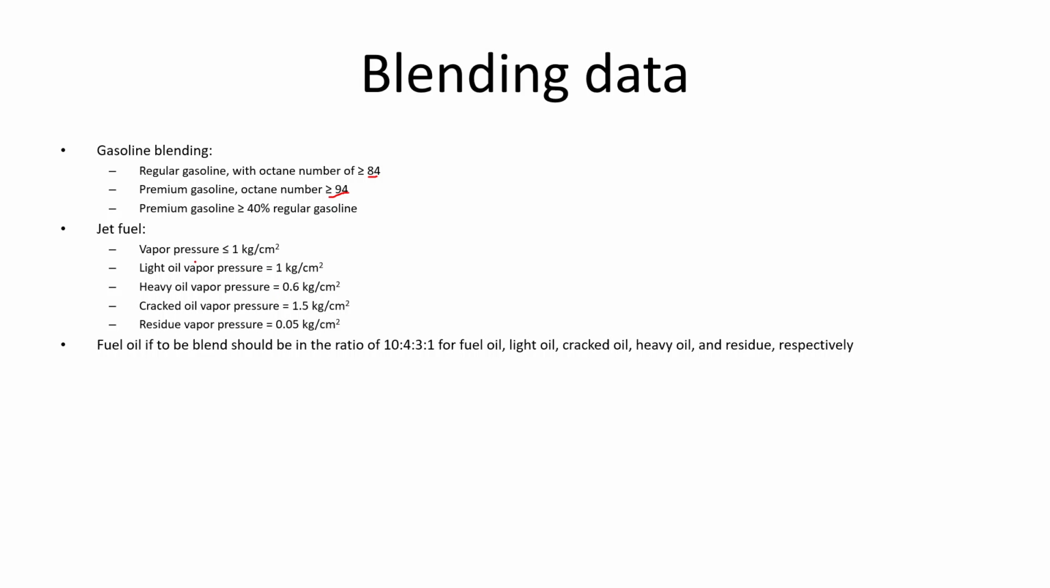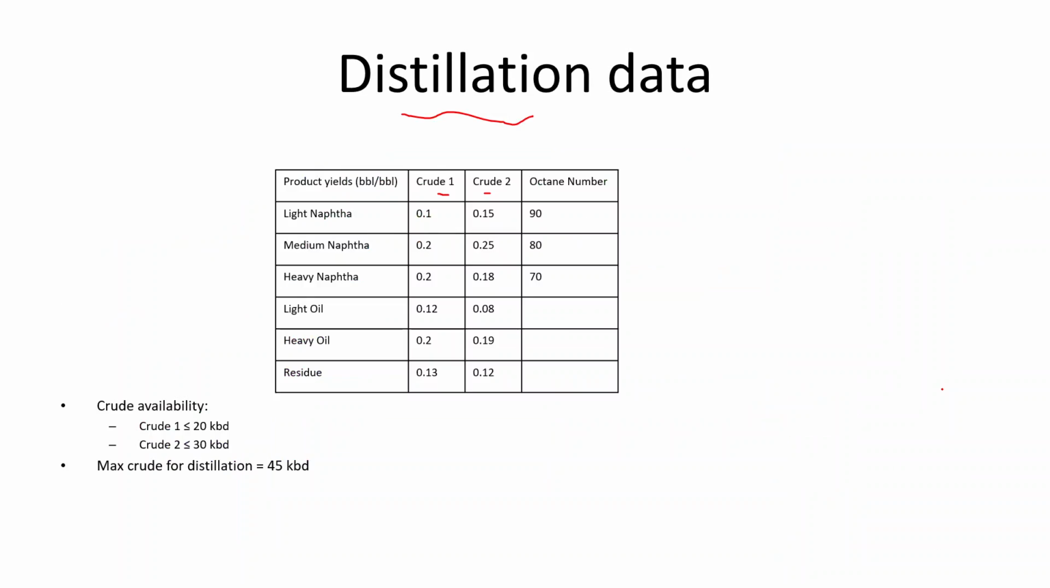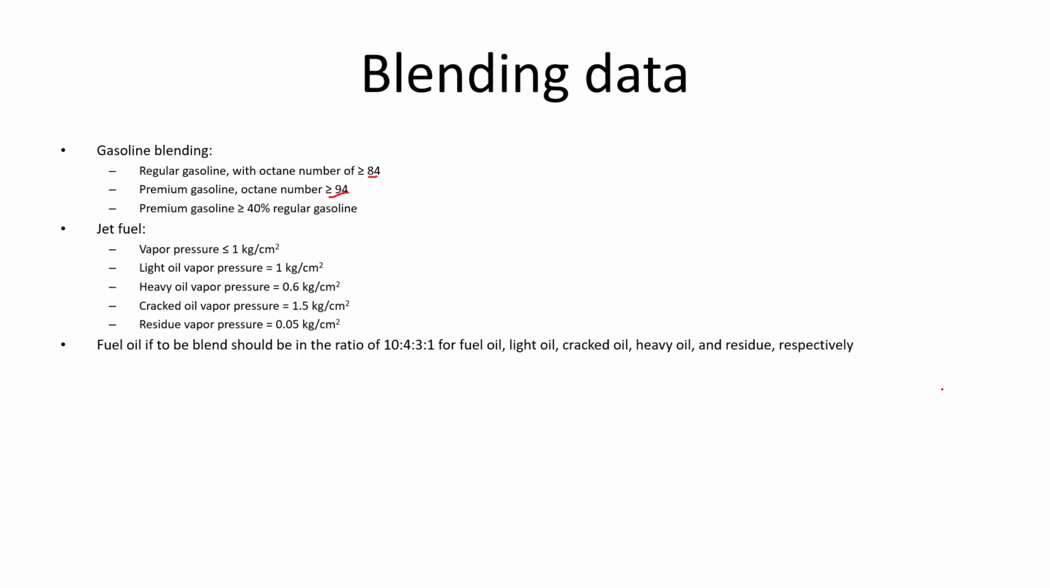And then if you want to blend them in the jet oil, see that jet oil blending. So we have light oil, we have crack oil, we have the heavy oil, and then we have the residue. Each has their own specific vapor pressure, and then there is a limit of this vapor pressure as a fuel spec for the jet fuel. So it has this one. Okay. And then fuel oil to blend should be in the ratio blah blah blah.